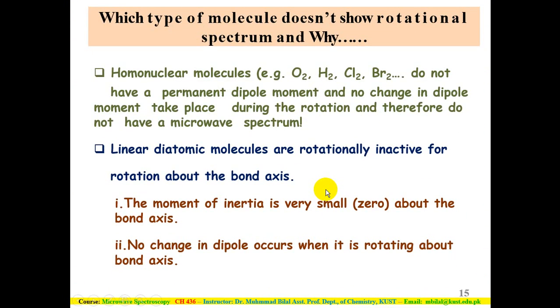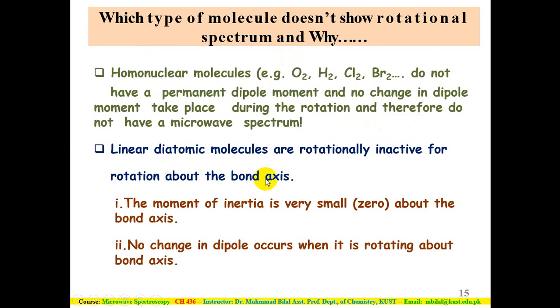Now those molecules which do not have a permanent dipole will not be able to absorb electromagnetic radiation in the microwave region. Examples are homonuclear molecules: O2, H2, Cl2, Br2, etc. These molecules don't have a permanent dipole. That's why no change in the dipole moment will be produced by the electromagnetic radiation in the microwave region.